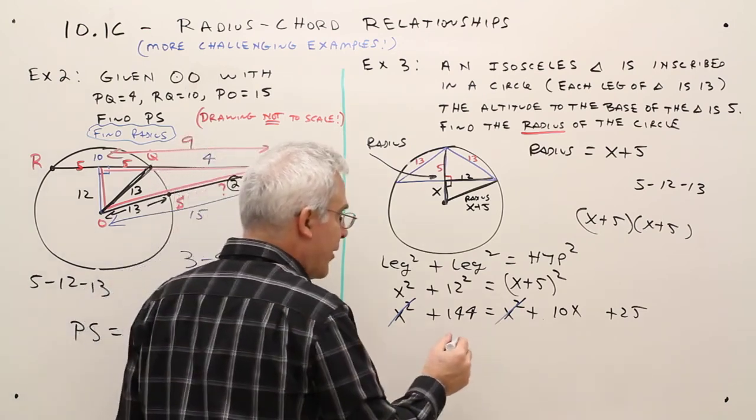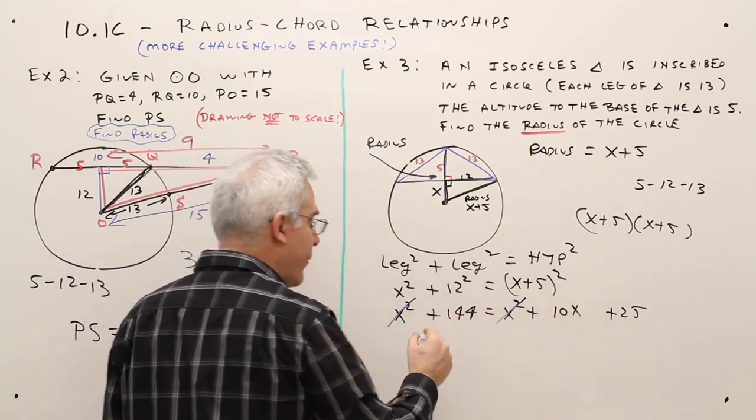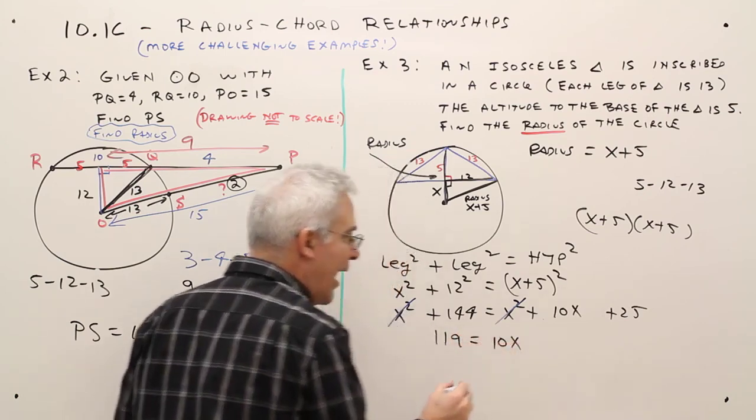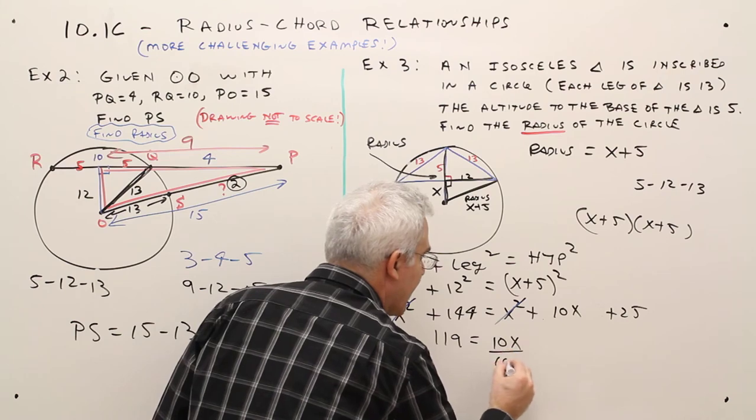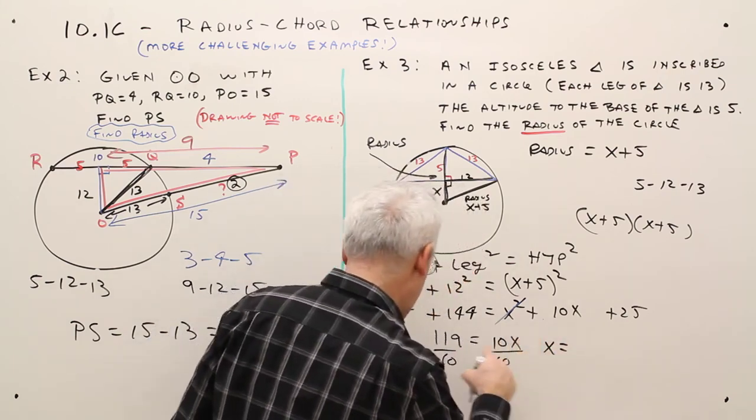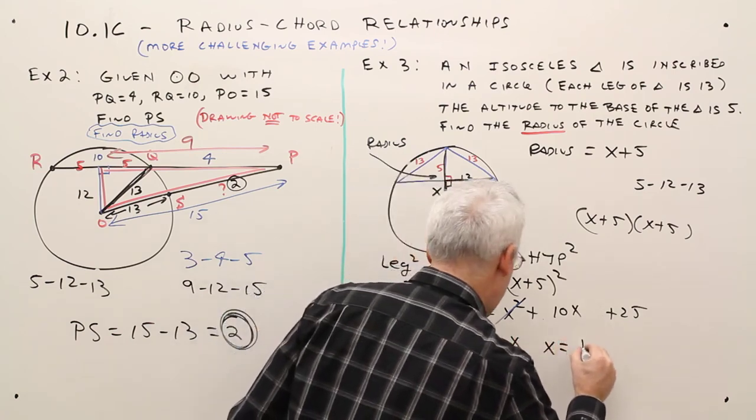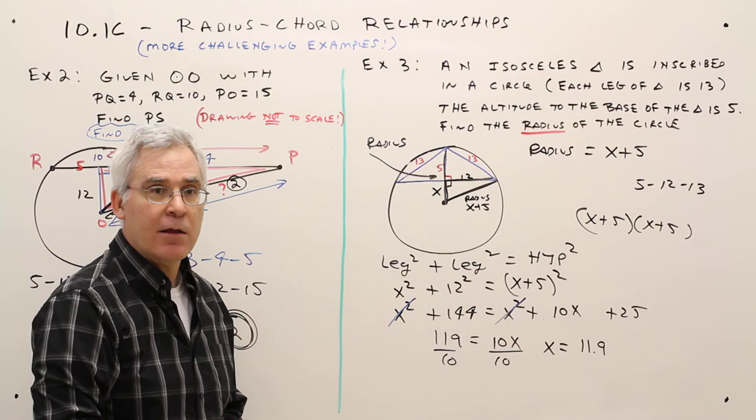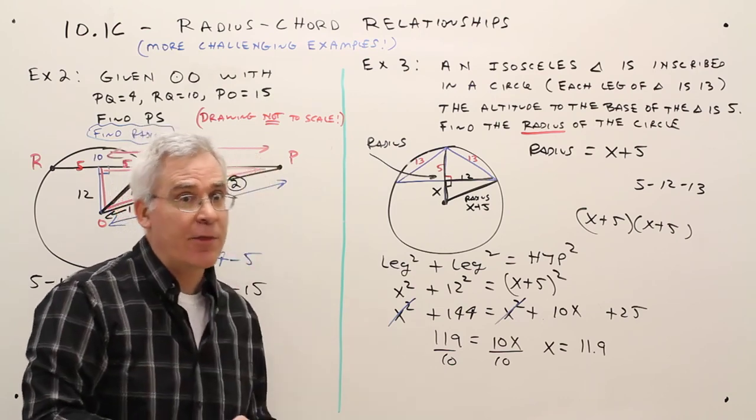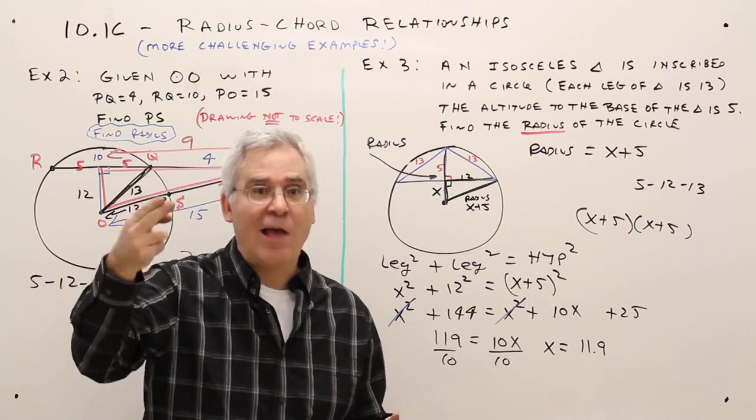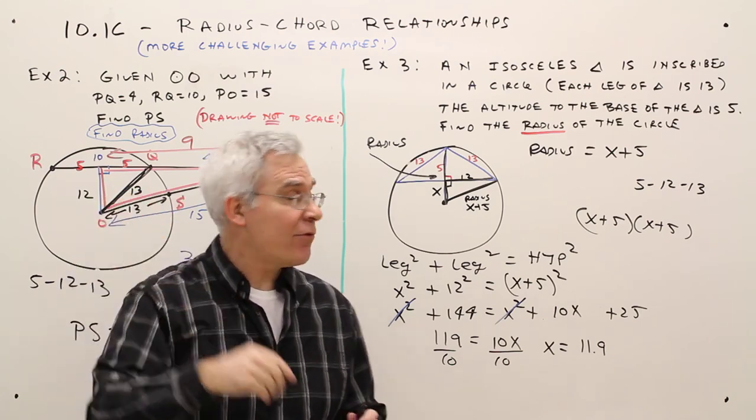So let's see what I've got here. I can take the 25 away and say 119 equals 10x. I can divide each side by 10 and get x to equal 11.9. All right, I don't care about x, so again, the 3 steps. Let's review. Set up the equation, solve the equation, and then answer the question.